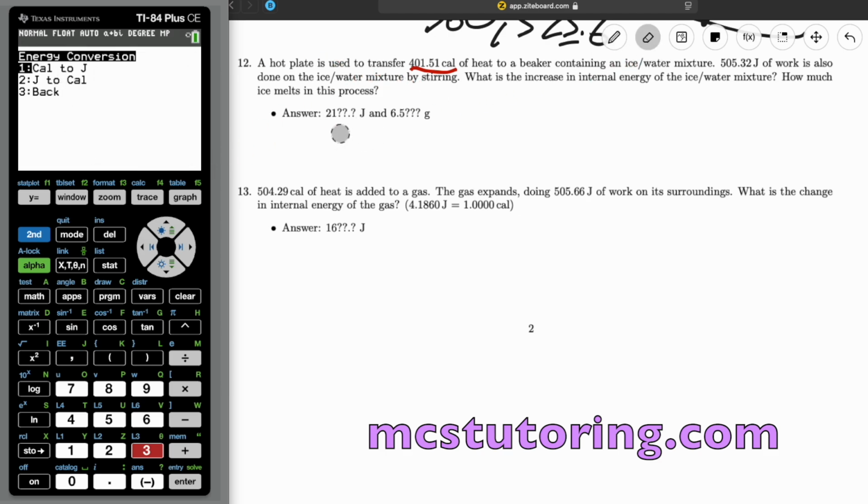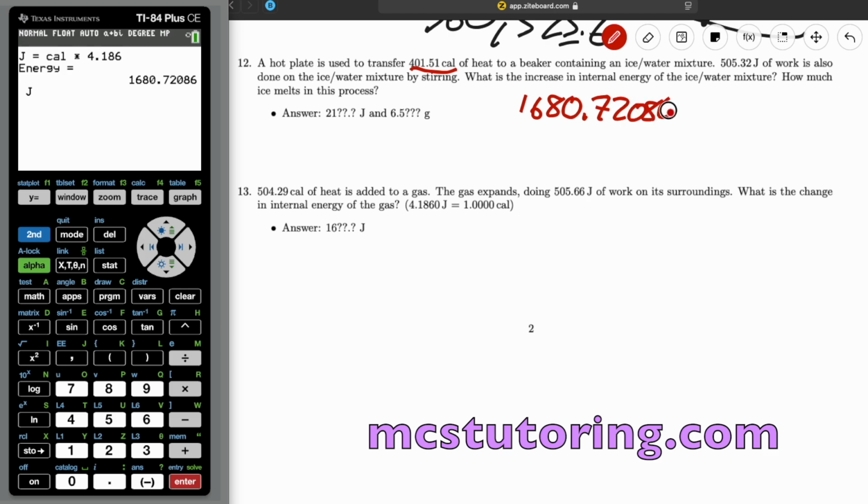Not the answer, but the red thing underlined. Sorry about that. So we're going to do calories to joules, and we're going to do 401.51. There we go. And so that's 1680.72086 joules. Okay. And then we're going to add this 505.32 joules.